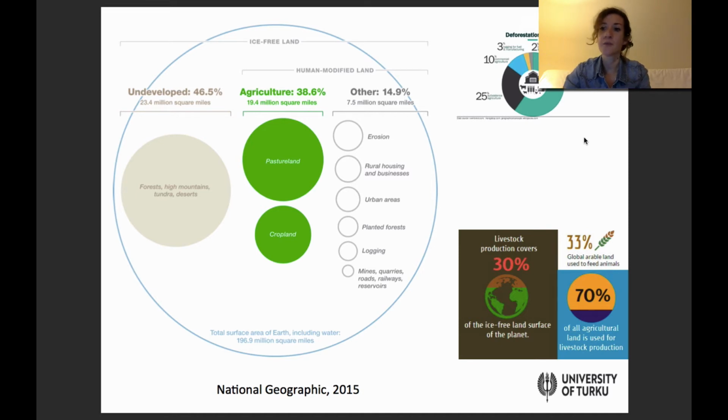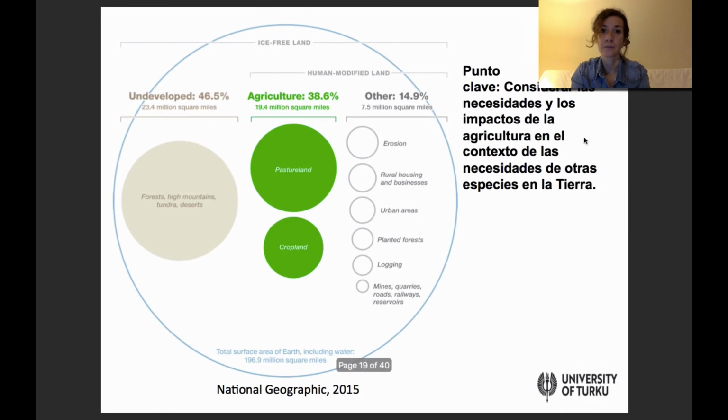So this really gives you an idea of how big the impact of food on land is. We can see that it's necessary to consider the impacts of agriculture also in the context of other species that are living on Earth. So we cannot think that all the land that is there is just for humans and for human consumption needs, but we also have to take into account what other species are there, and what other uses are necessary for the land available.